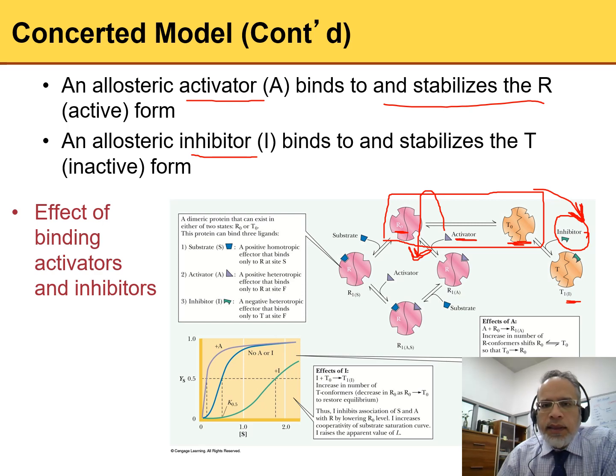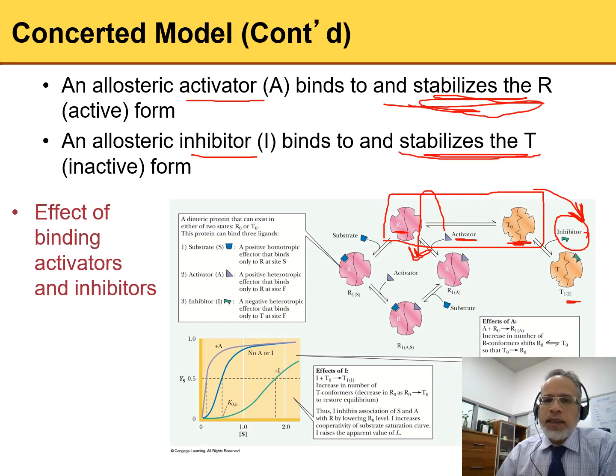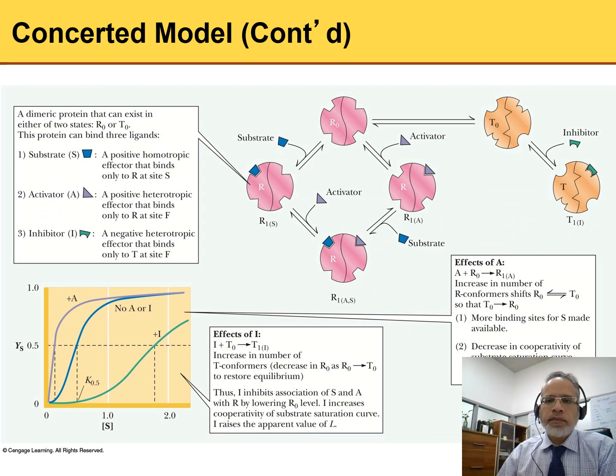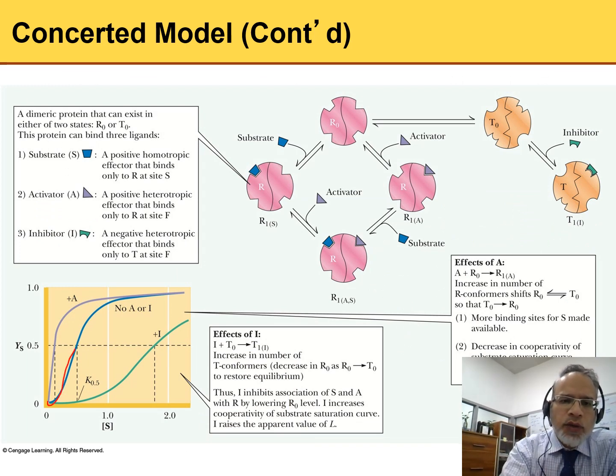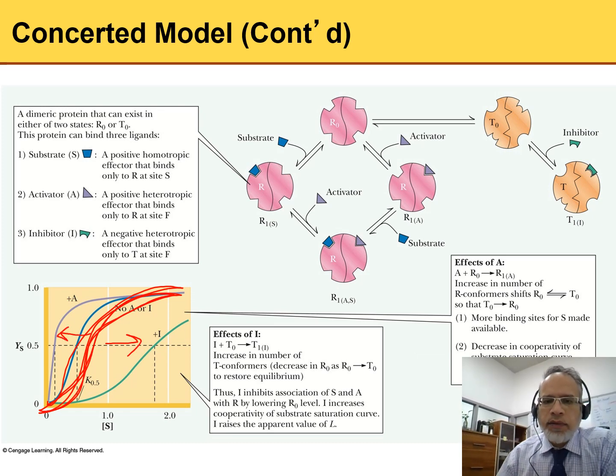So the activator stabilizes the R form, and the inhibitor stabilizes the T or the inactive form. So please make sure you understand that. An inhibitor will bind to the inactive form, the activator will bind to the active form. And as we saw last time, if this is the sigmoidal curve for the enzyme, then the inhibitor would push it in that direction, and the activator will push it to the left side of the graph, and that's shown there.